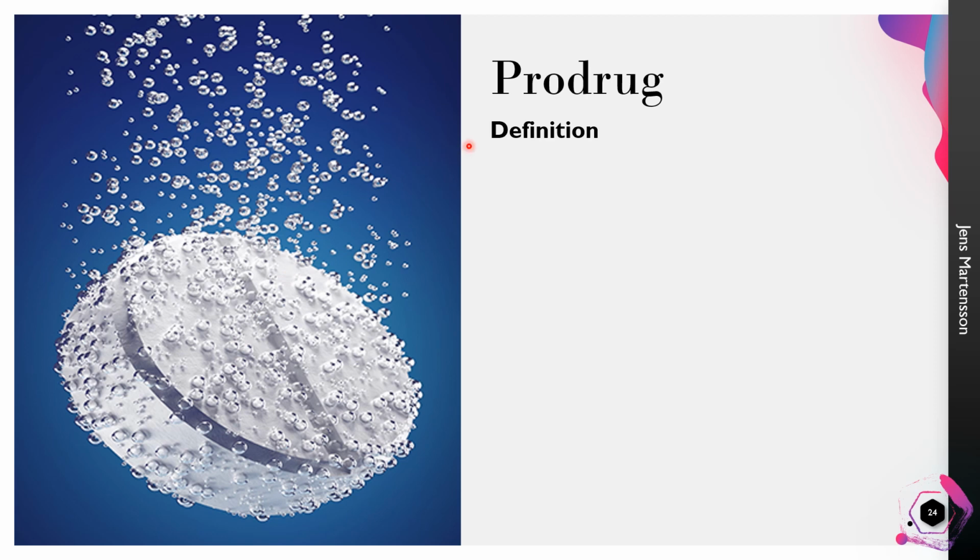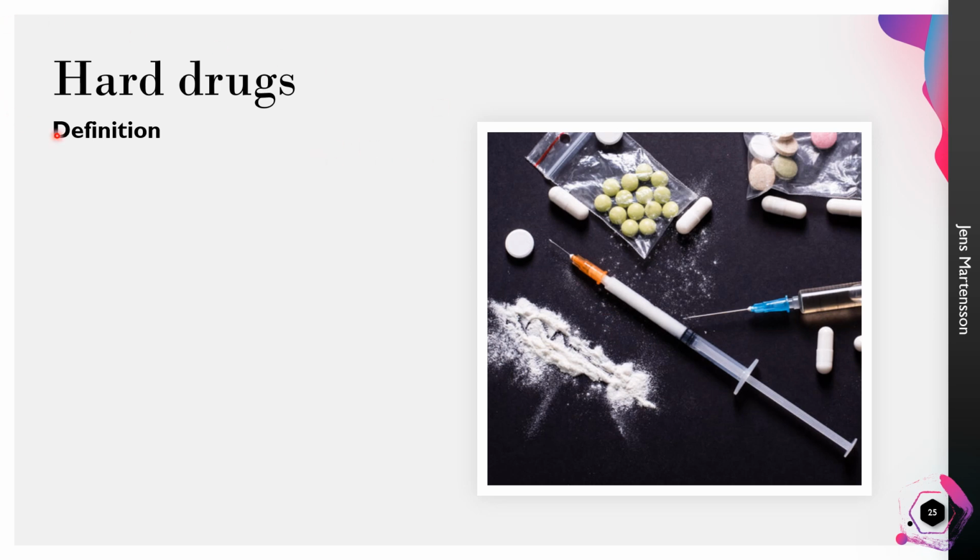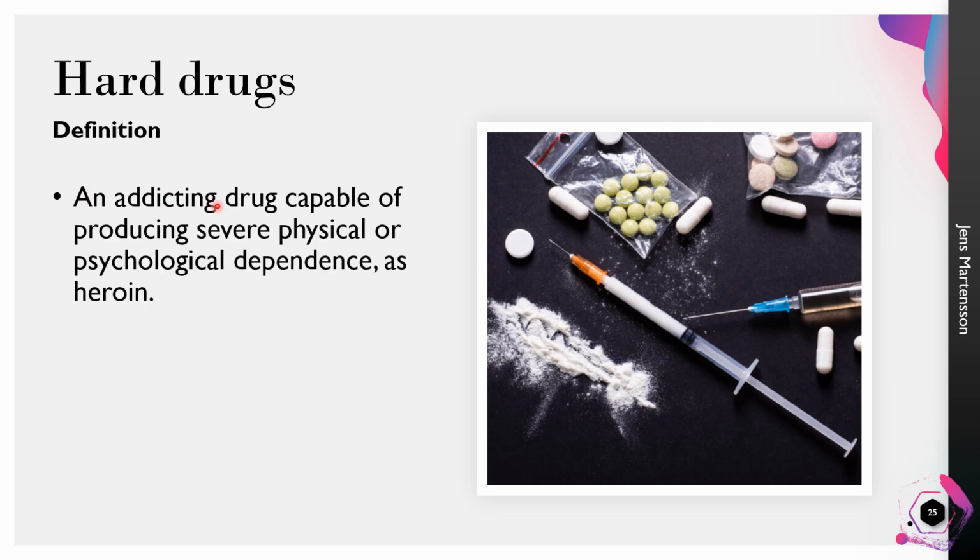We also have the prodrug. When we say prodrug, those are drugs that are inactive or have a low order of activity in the form administered and are metabolized to the active form in the body. Another important terminology is hard drugs. These are addicting drugs capable of producing severe physical or psychological dependence. An example of this is heroin.